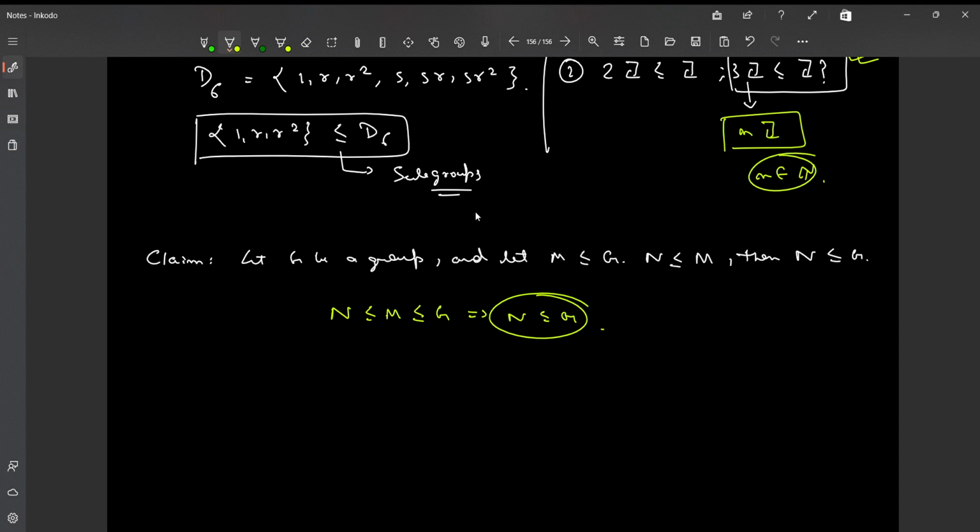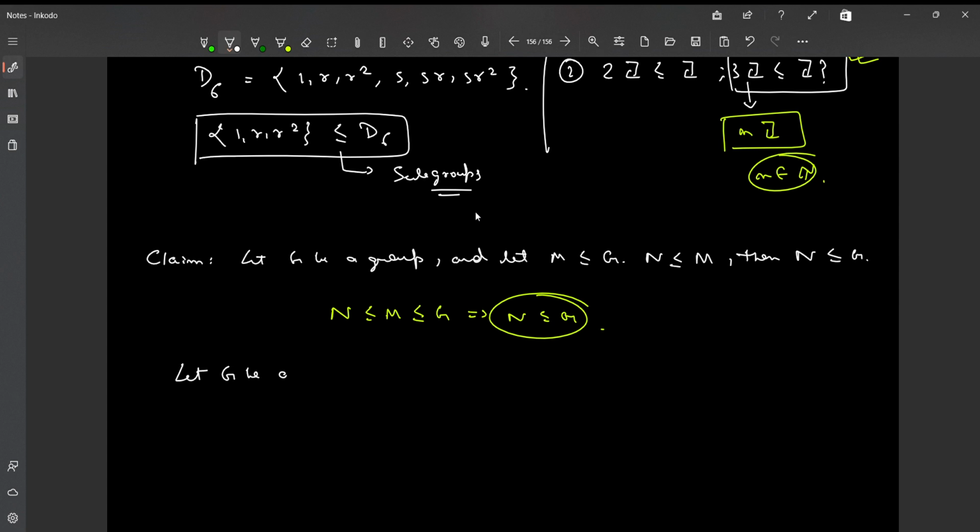That's pretty obvious, right? Because if N is a subgroup of M, N is obviously a subset of M, and N has the same group operation as M. M is a subset of G having the same group operation as G, indeed forming a group. So it carries over to N as well, right? It's a very obvious claim.